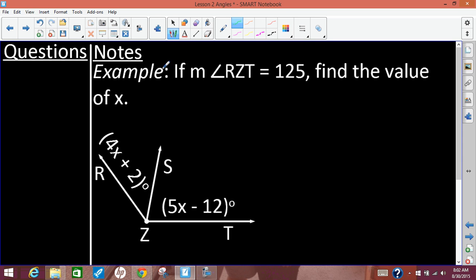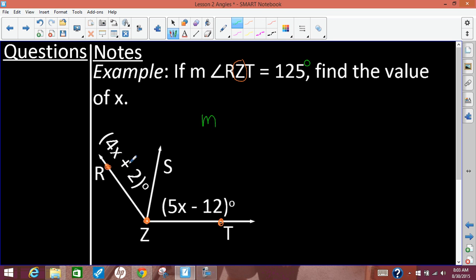So we're told that RZT is 125, and excuse me, I should have put a degree symbol there. So let's find RZT. Remember, Z, the letter in the middle, is the vertex. That's this guy. It starts at R, Z, and goes to T. So RZT is the big angle. The angle addition postulate tells us that these 2 smaller angles, if we add them together, should equal the whole big angle. So I'm going to write that first in letters.